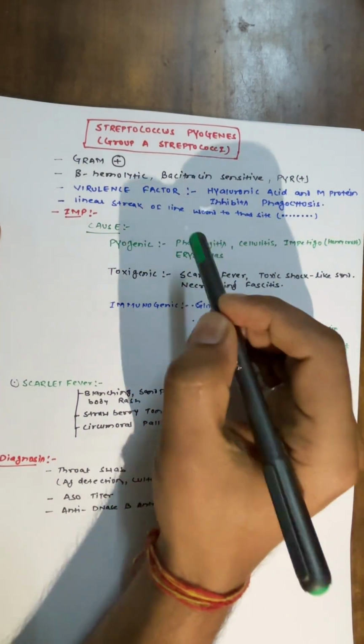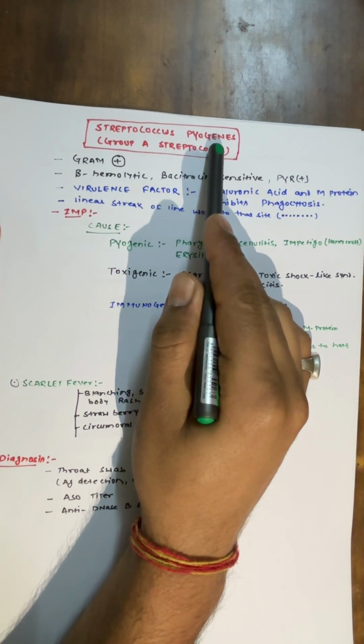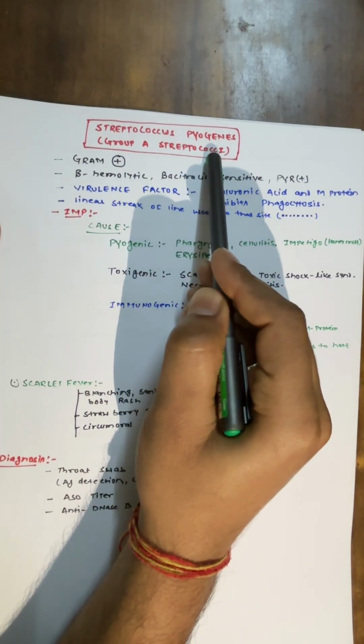So now we'll talk about the next member, Streptococcus pyogenes. They are also called group A Streptococci.